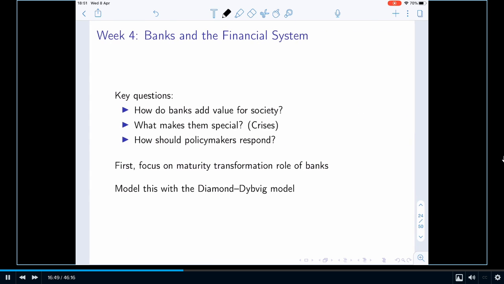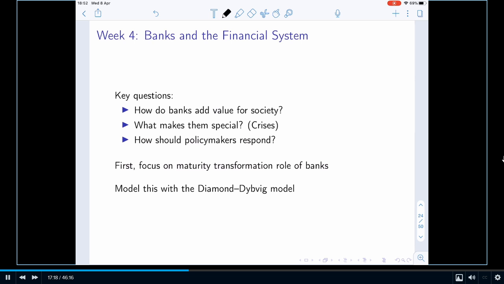So that covers week 3. In week 4, we start thinking about banks and the financial system, and we're going to think about 3 key questions. So the first is going to be how banks add value for society, because this question isn't immediately obvious. The second question is what is going to make banks special. And the third question is how should policymakers respond to the answers to these first 2 questions. So all of these questions flow on from one another.